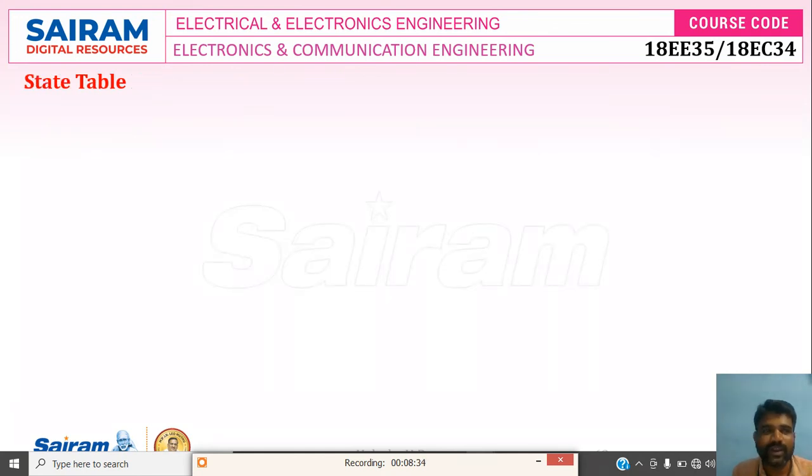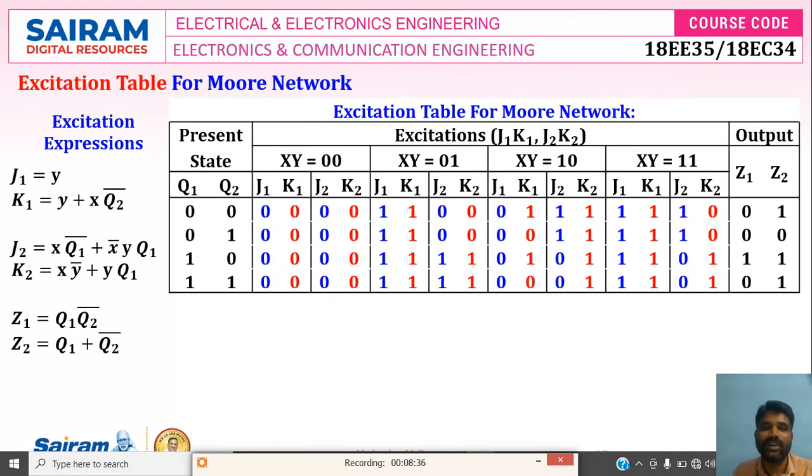So this is how we construct the complete table. This is how we construct the excitation table from the excitation expressions. So it is analogous to the transition table. So present state section and output section are same. Then the excitation section is analogous to the next state section, and that is constructed using the excitation expressions. So in the next video, I am continuing how to construct the transition table.